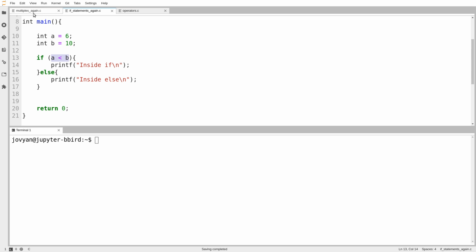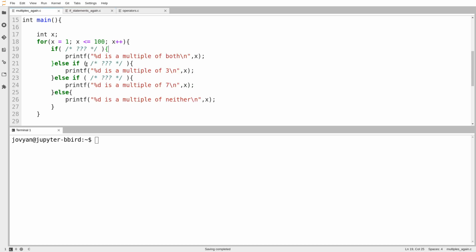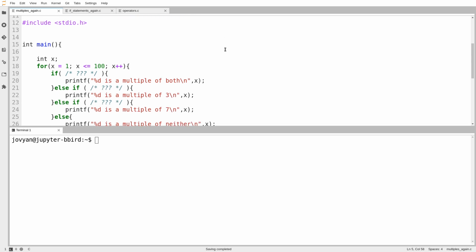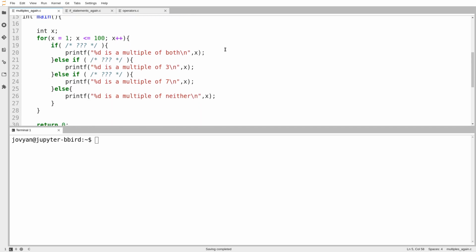There's also this issue. A couple of weeks ago when we talked about if statements and the modulo operator, we did an example where we walked through all of the values of x between 1 and 100, and for each one we printed out: is x a multiple of 7, is x a multiple of 3, is it a multiple of both, or is it a multiple of neither? And the way we solved this before is we used this nested if statement idea. We first checked if it's a multiple of 3, and then if it was, inside that if statement, we checked if it was also a multiple of 7.